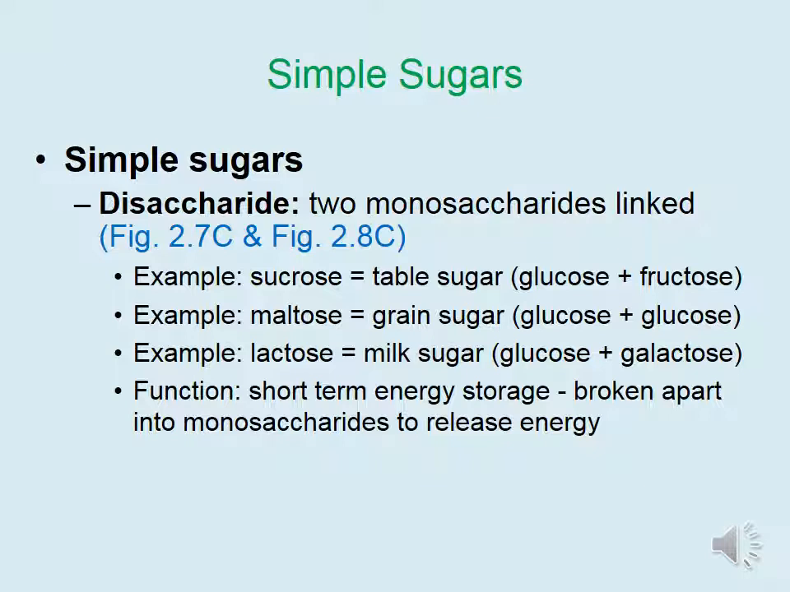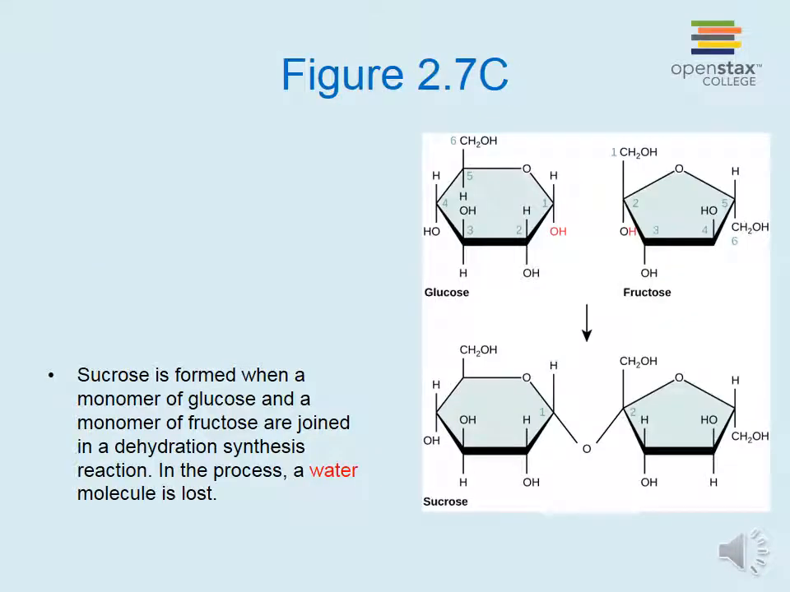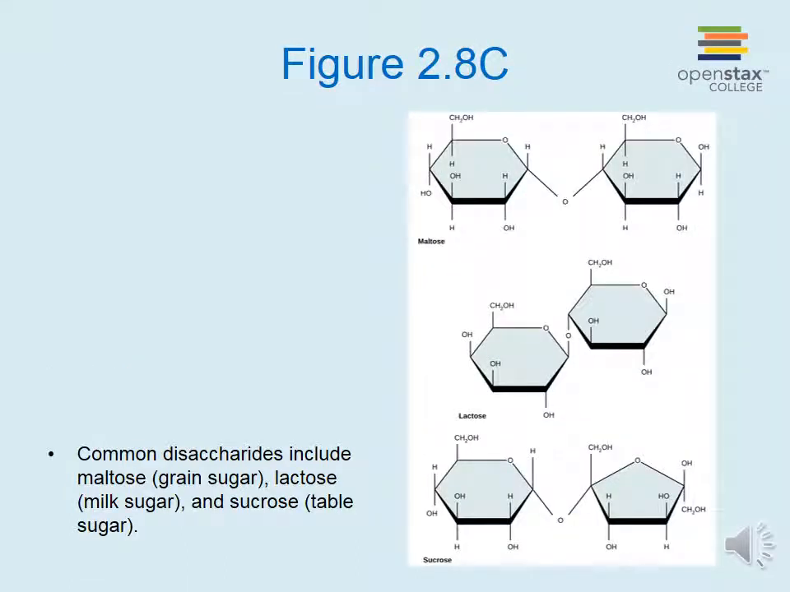The function of disaccharides is short-term energy storage, because the molecules can simply be broken apart into monosaccharides to quickly release energy. Sucrose is formed when a monomer of glucose and a monomer of fructose are joined in a dehydration synthesis reaction. In the process, a water molecule shown in red is lost. Common disaccharides include maltose, which is grain sugar, lactose, which is milk sugar, and sucrose, which is table sugar.